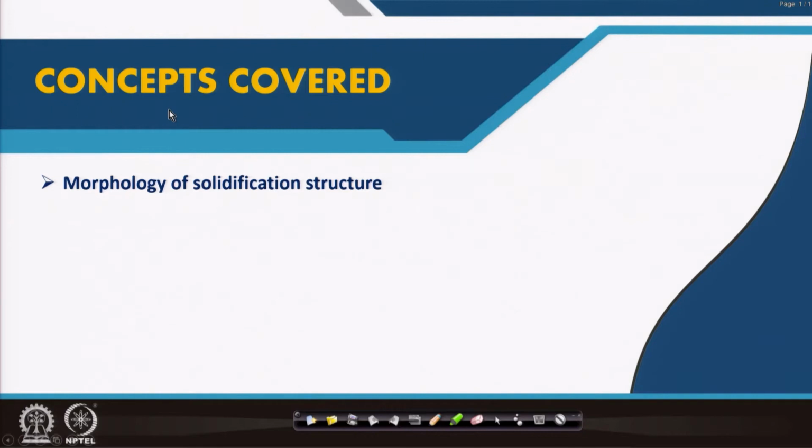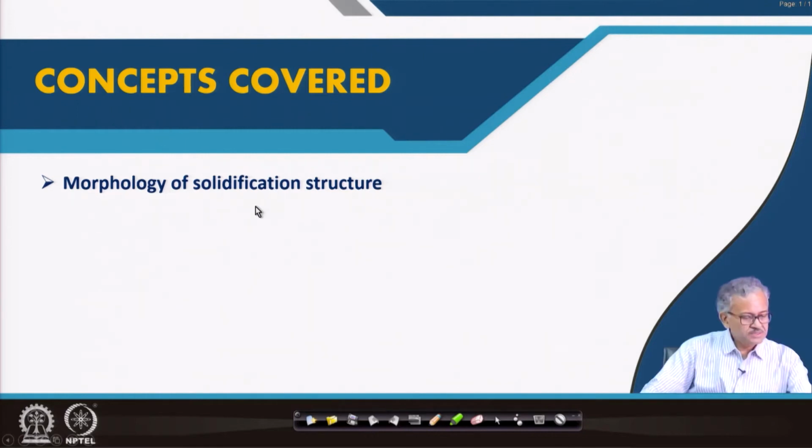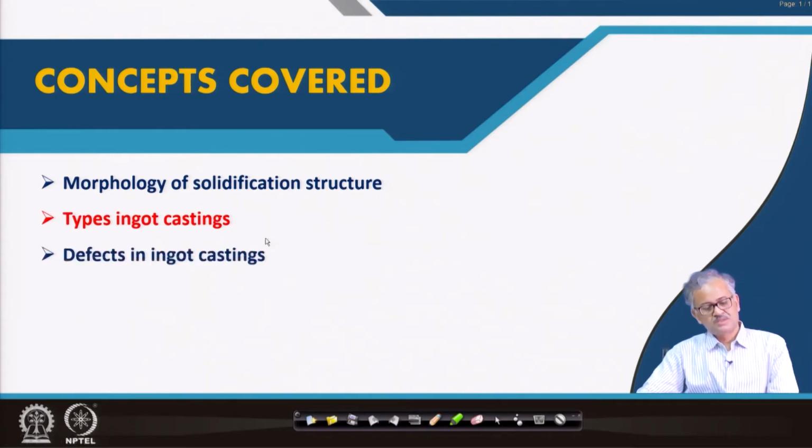So the concepts that will be covered: as I said, I will first discuss the morphology of solidification structure, how it evolves, and then the types of ingot casting, and I will also discuss the defects that are easily observed in ingot casting.